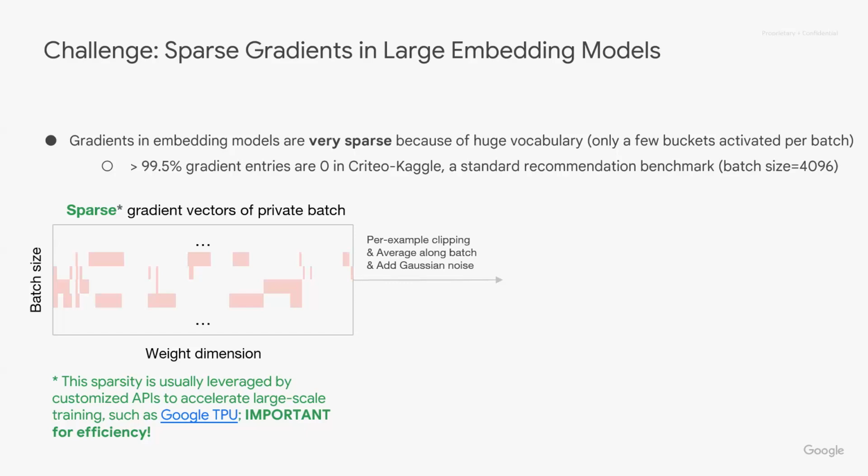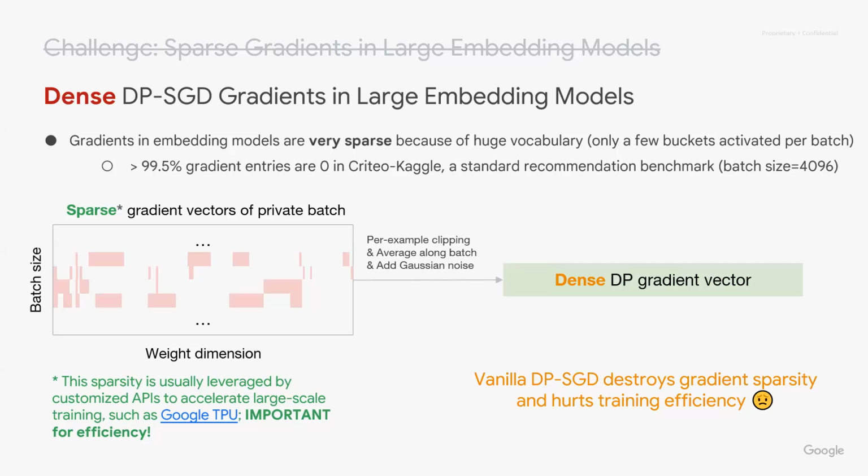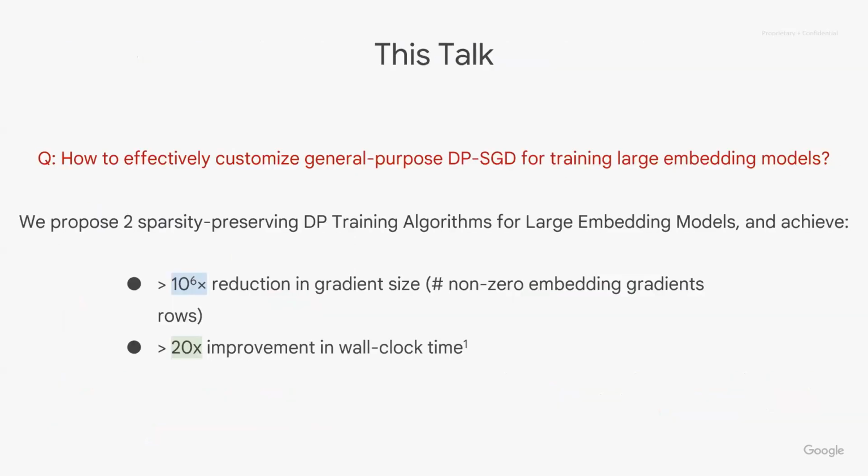However, when we directly apply DP-SGD to the training of large embedding models, we're adding column-wise or entry-wise dense Gaussian noise, which results in a dense DP gradient vector. Therefore, the training efficiency will be directly compromised here. So in this talk, we'll share some of our recent effort on how to effectively customize the general-purpose DP-SGD for the training of large embedding models. Specifically, we propose two sparsity-preserving DP training algorithms, with which we're able to achieve more than 10^6 reduction in the gradient size, which translates into over 20 times wall-clock time improvement.